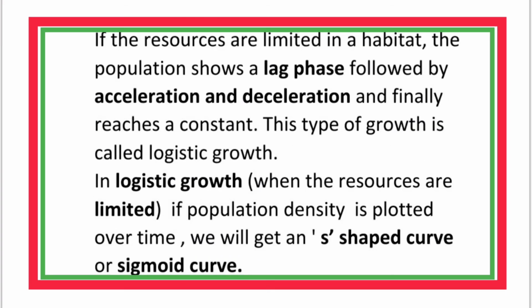If the resources are limited in a habitat, the population shows a lag phase followed by acceleration and deceleration and finally reaches a constant. This type of growth is called logistic growth. In logistic growth, that is when the resources are limited, if population density is plotted over time, we will get an S-shaped curve or sigmoid curve.